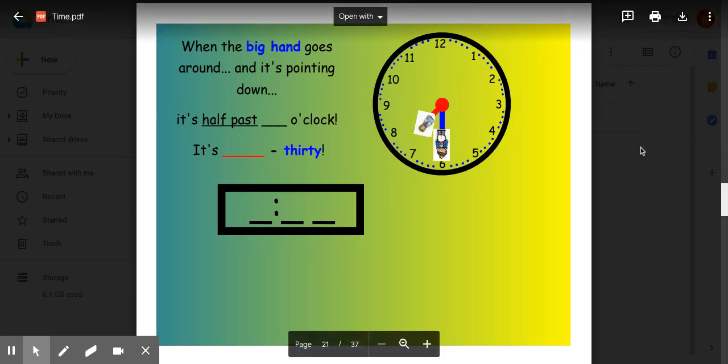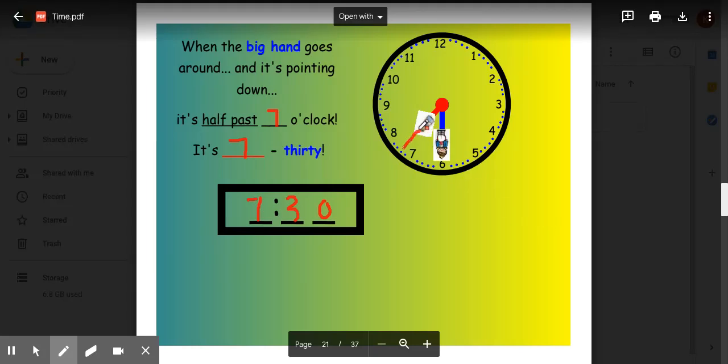All right, now I want you to do this one all by yourself. When I say pause, I want you to pause the video and write in digitally the time that this analog clock shows. Ready? Pause. All right, if your digital clock looks like mine, you are correct.